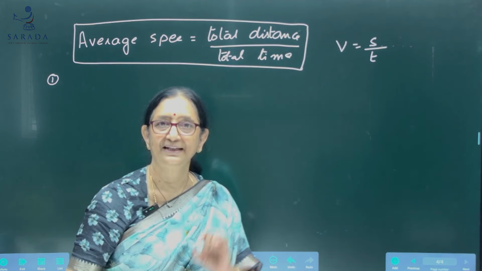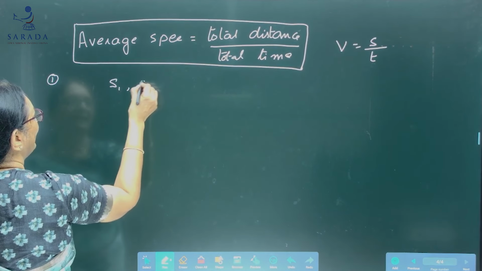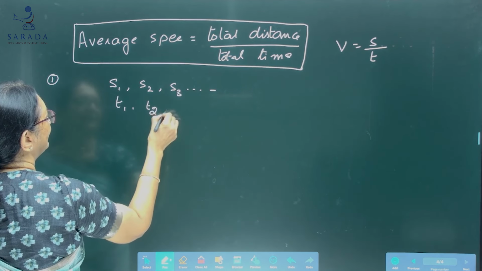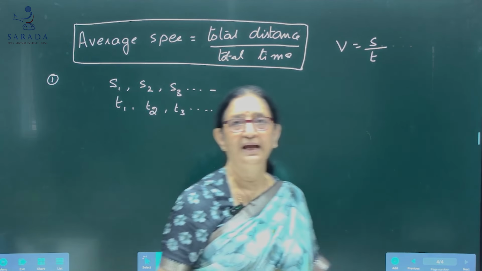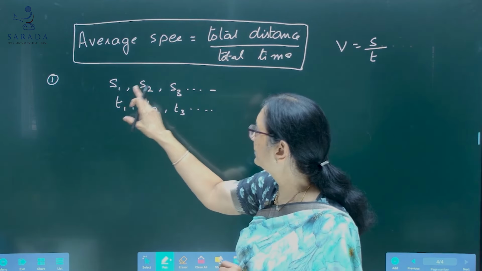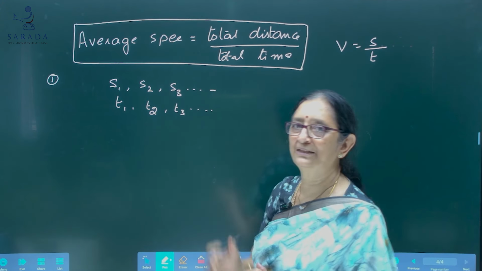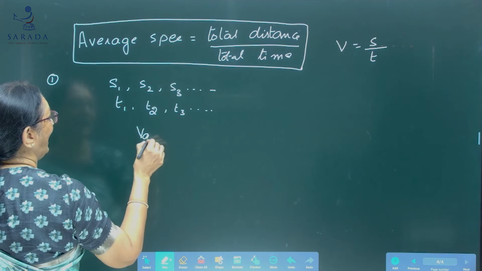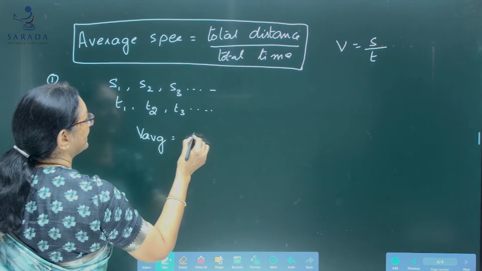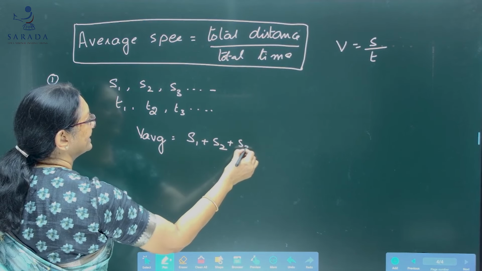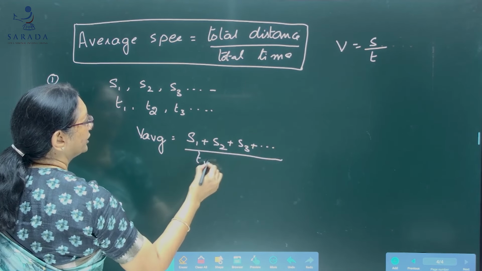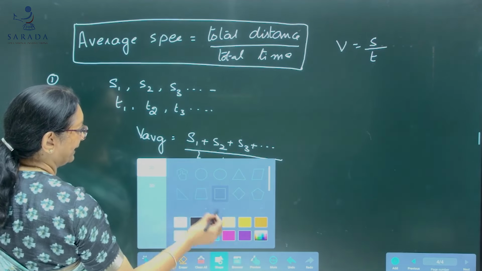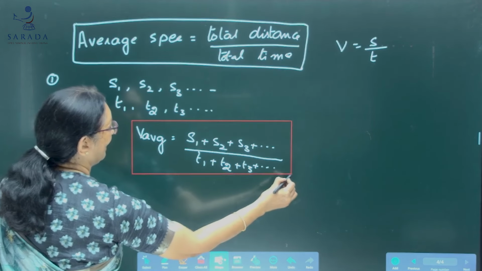A body covers distances S1, S2, S3, and so on in respective times T1, T2, T3, and so on. Then average speed V average is equal to total distance S1 plus S2 plus S3, and so on, divided by total time T1 plus T2 plus T3, and so on. That is total distance by total time. That is the average speed.